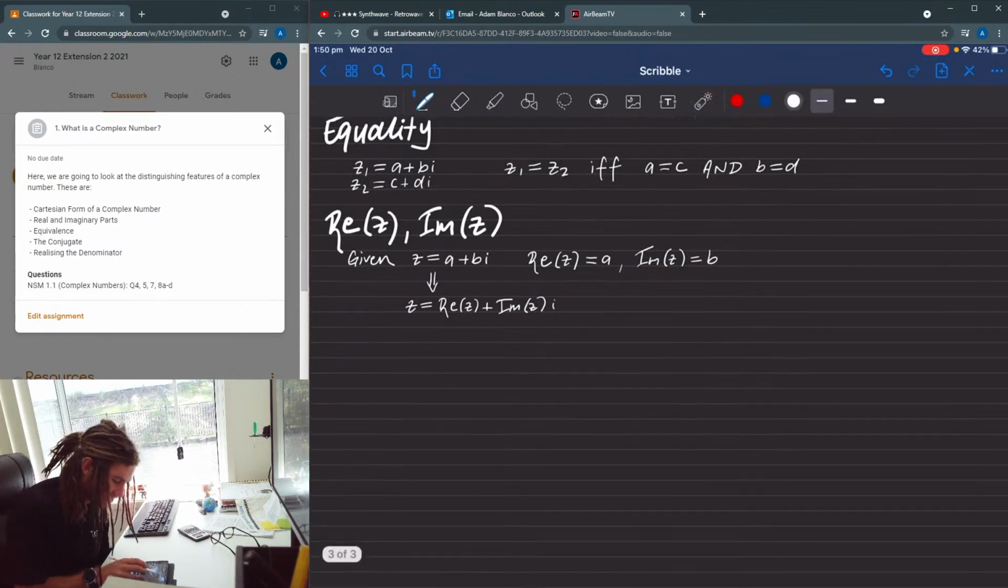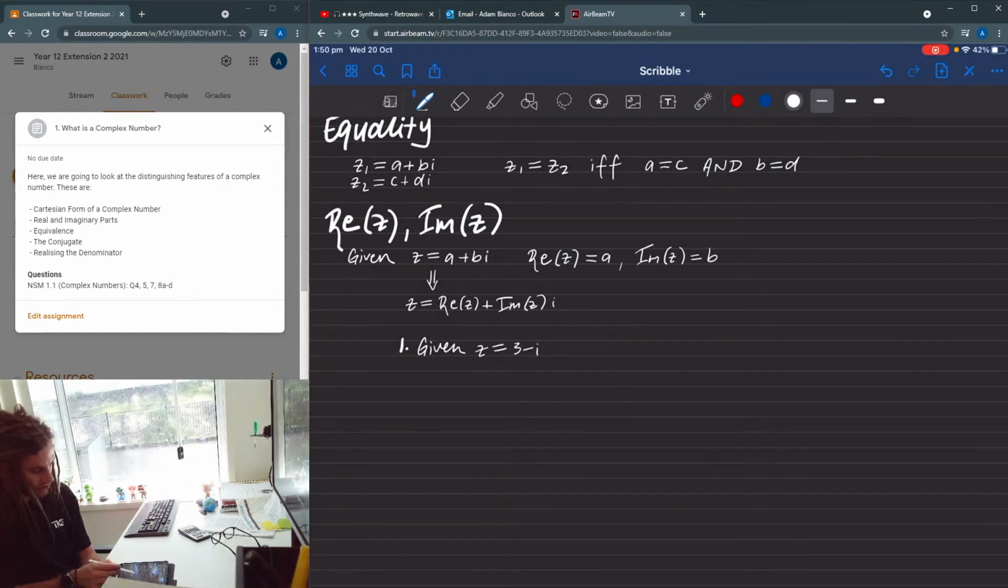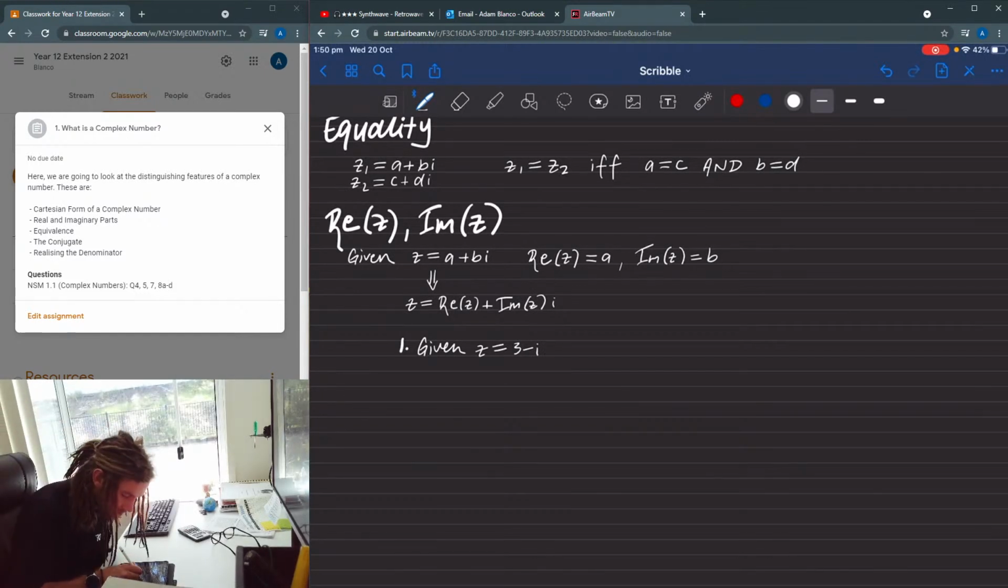Now I've got a bit of an example. Let's call this 1. Given, let's come up with a complex number. What have I got? z = 3 minus i. That's a complex number. That's fine. It's got a real and imaginary part. Given that, let's evaluate: I want the real part of z squared minus iz.